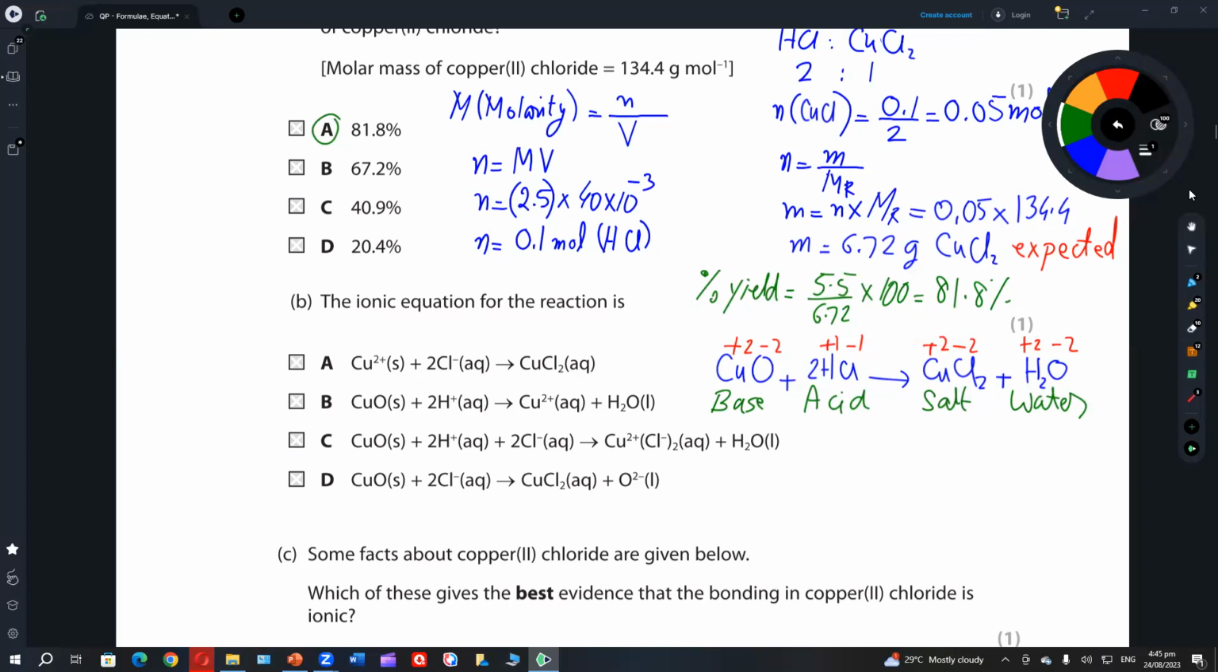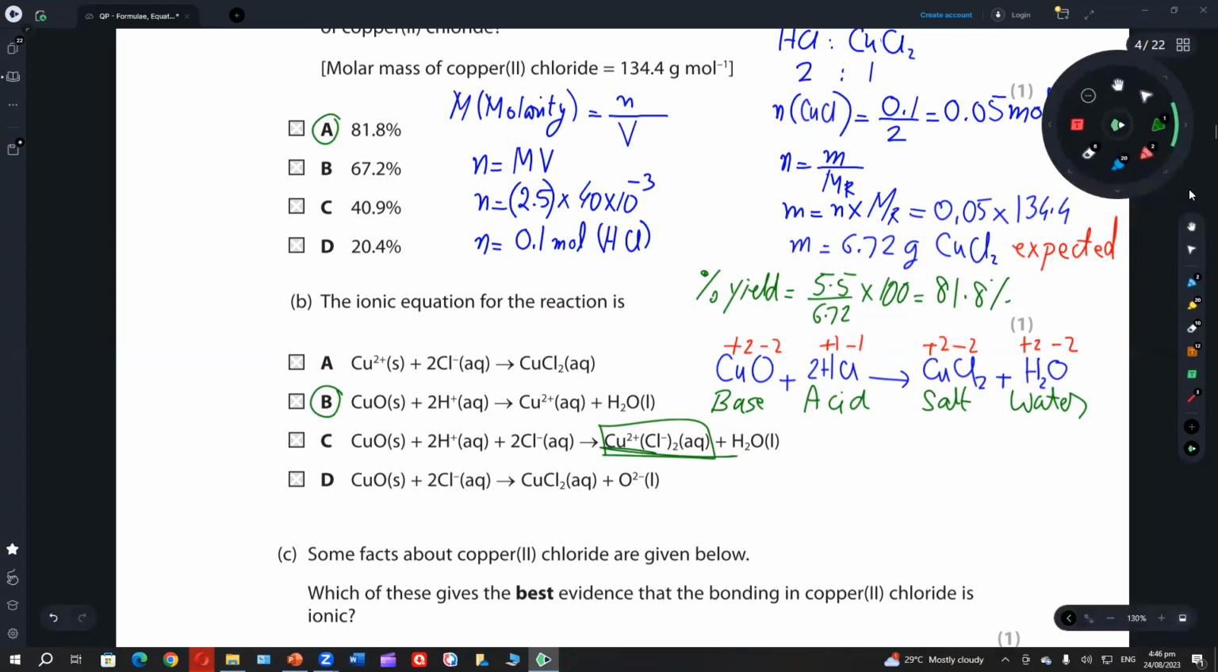For me I think it's C, but I'm not sure. But in C he is making a trick. Actually, he has written copper chloride back. Look at this trick. This is nothing in ionic form; it just shows the charges, that's about it. This is not an ionic equation. Secondly, the state symbol H2O is aqueous, with copper chloride in aqueous form. So the answer is B. Okay.